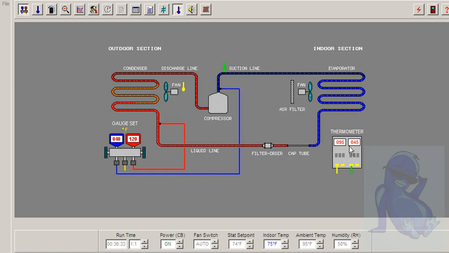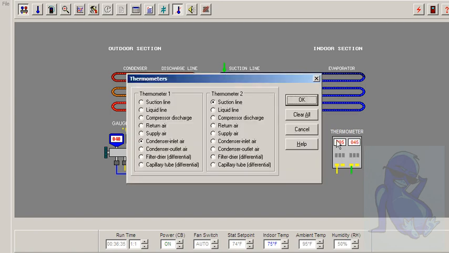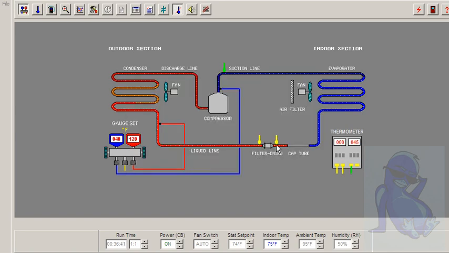Let's see what our supply side is. If you check across the filter dryer, put a probe on both sides, you get 0 degree difference if this is not clogged. If it is clogged, you will get a difference. Same thing with the metering device. If you check the temperature on both sides, you should have no difference in temperature.